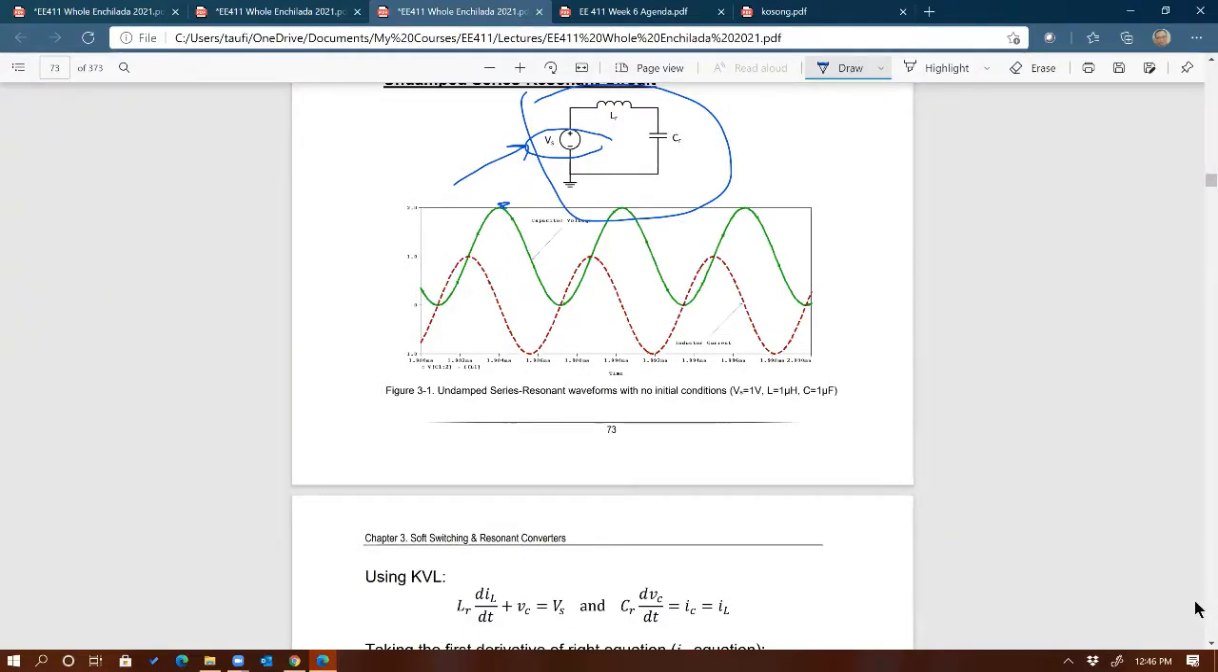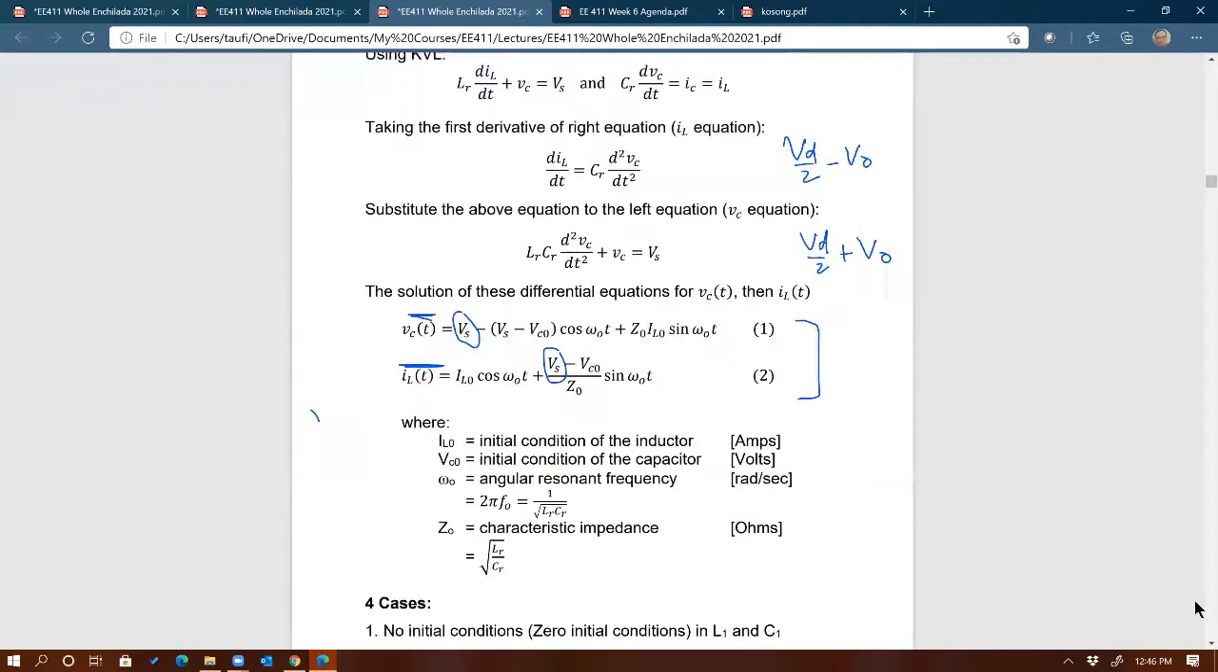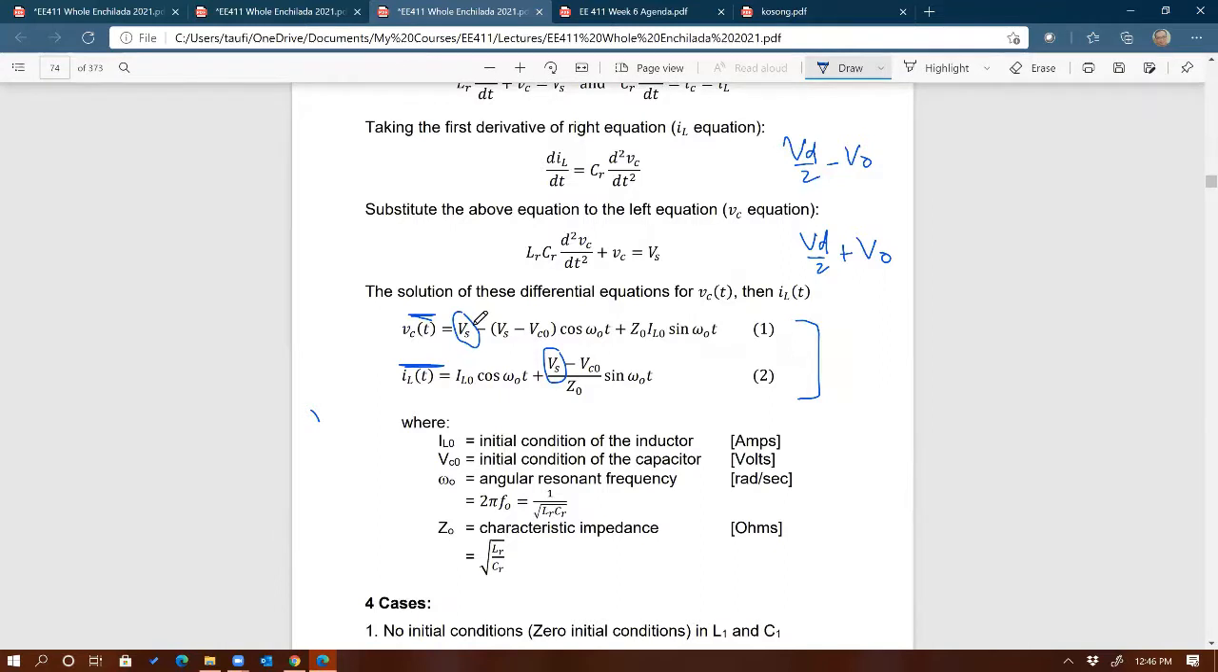Does that answer your question? Yeah, that was the piece I was missing. Thank you. Okay. So keep in mind that this Vs in this equation will be a combination of VD/2 plus or minus, and also plus or minus V out. That's what you put into this Vs.